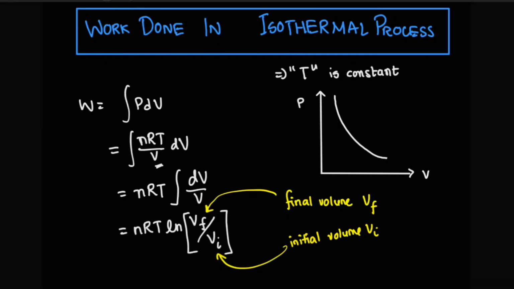So the only work done that we are left to calculate is that in an adiabatic process. But for that, we need to understand the concept of heat capacity at constant pressure and constant volume, and from that we need to understand what the ratio of them is, which we denote by gamma. So that will be left for our next lecture. Well, that's all for today.